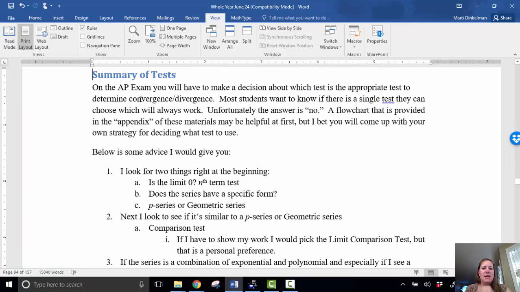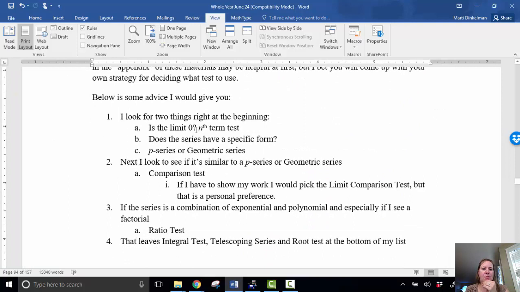My advice basically is this, and I have it written here. If you look for some forms right at the beginning, the nth term test is pretty easy. Is the limit 0? If it's not, then you can say that it diverges. So sometimes just a quick inspection can help you say diverge. Remember, if the limit is 0, though, we're inconclusive. So maybe this really should say, is the limit not 0? I can't think of how to say that right now.